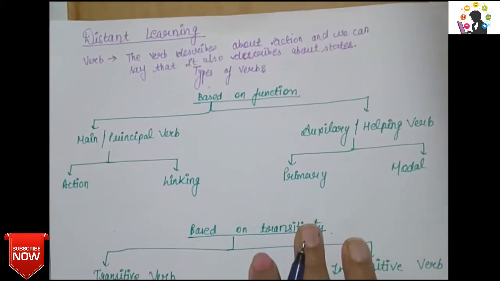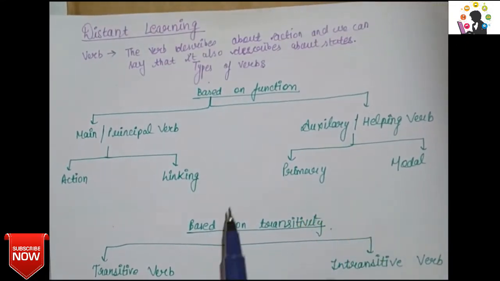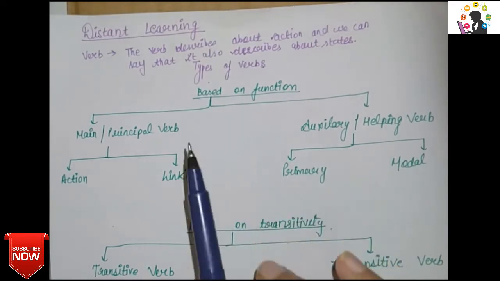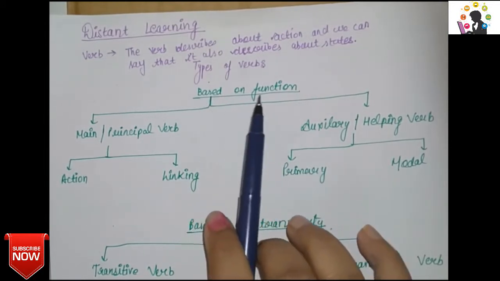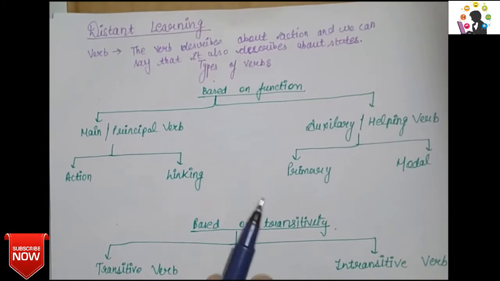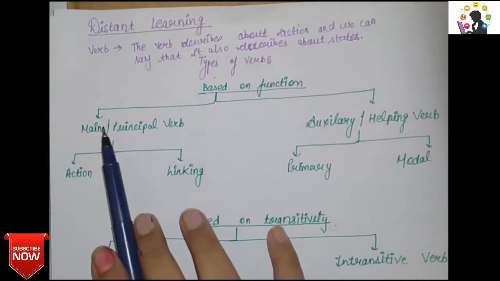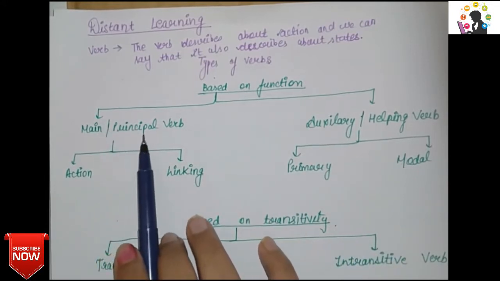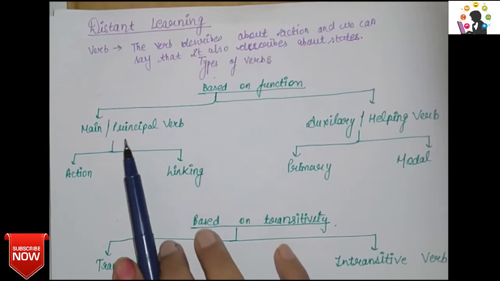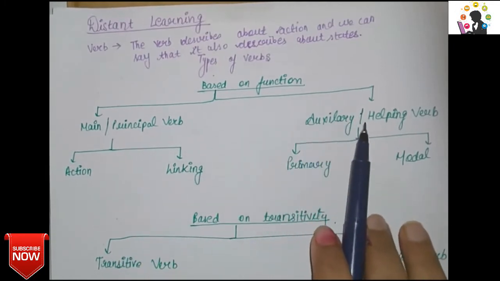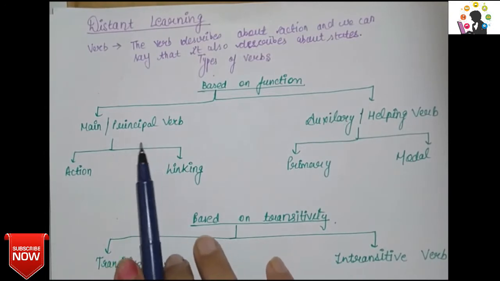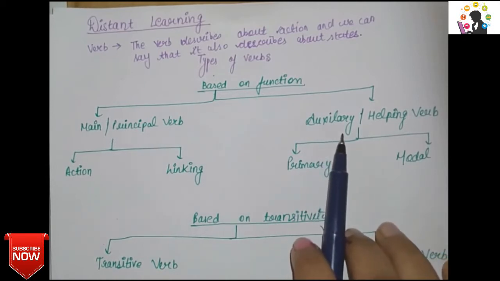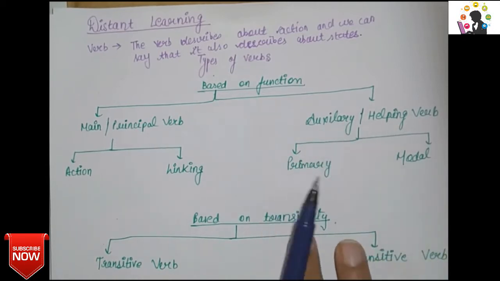Now we will learn about the different types of verbs. As I have written here, two categories are there: first based on function, and second based on transitivity. Based on function, there are two categories. First is main, or principal verb, so do not get confused in that. Second is auxiliary, or helping verb. Under principal and main verb, we have action and linking verbs, and under auxiliary and helping verb, we have primary and modal auxiliaries.